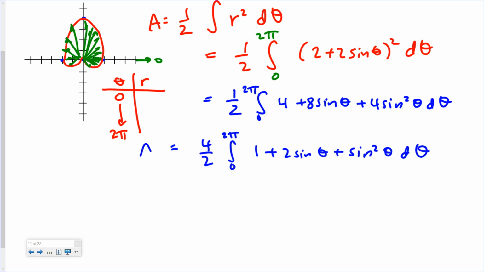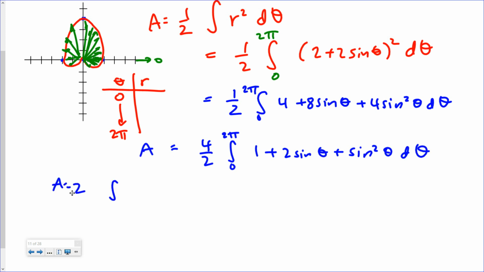Okay, let's see what I have. Can you integrate this by hand? What's the integral of 1? Theta. What's the integral of 2 sine theta? Negative 2 cosine theta. What's the integral of sine squared theta? You have to do something. You have to change it to something. What do you have to change it to? Remember the sine squared thetas?